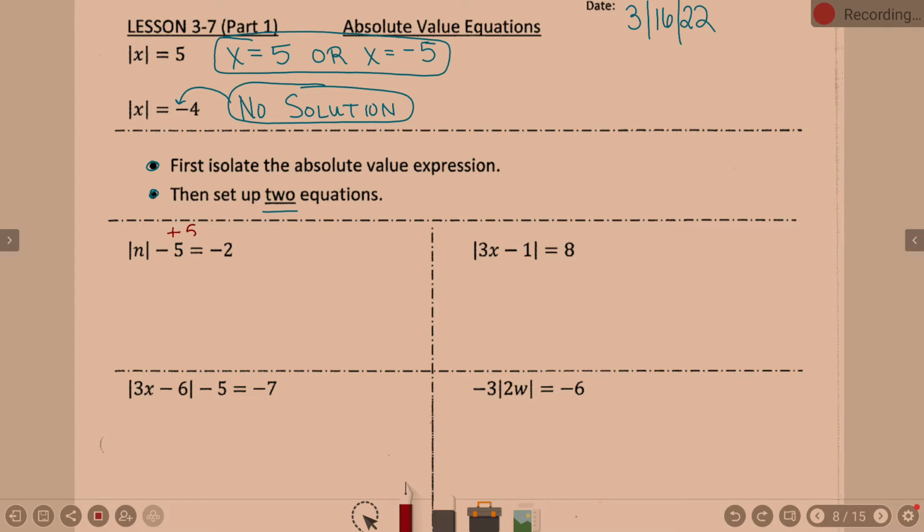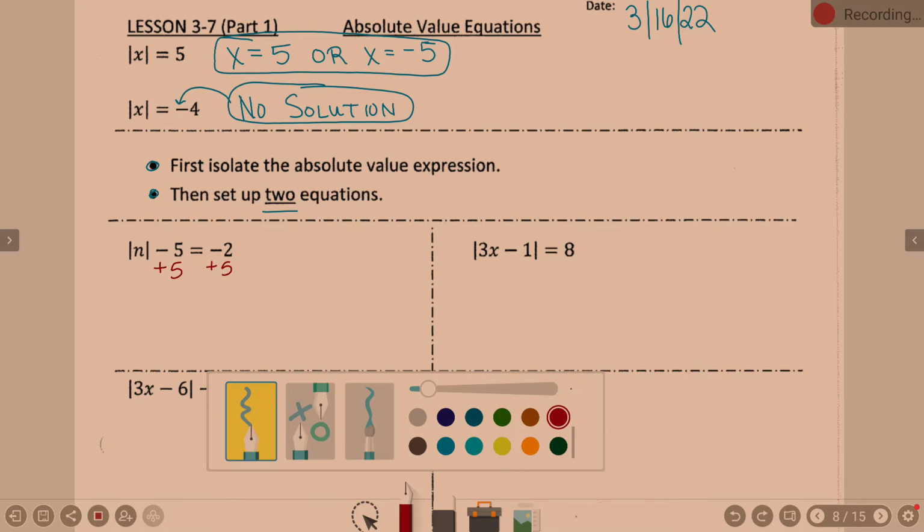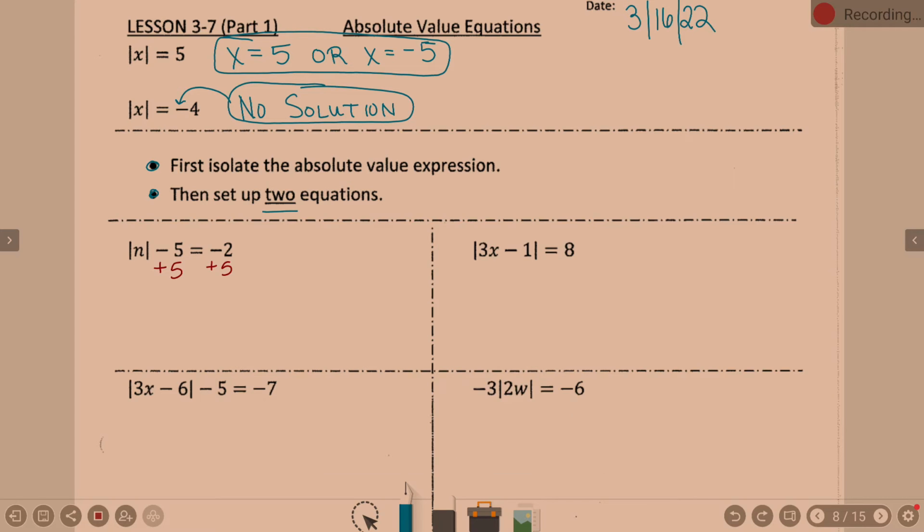If I add 5 on the left, we're going to add 5 on the right. But this is negative 2, so it's going to be 5... it's going to be negative 7.